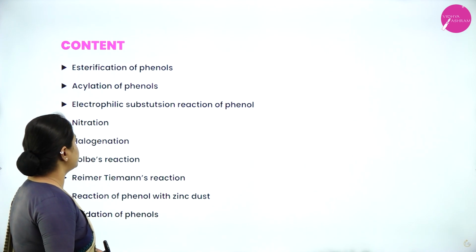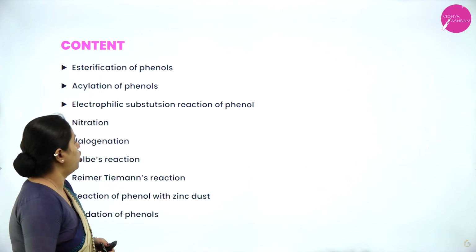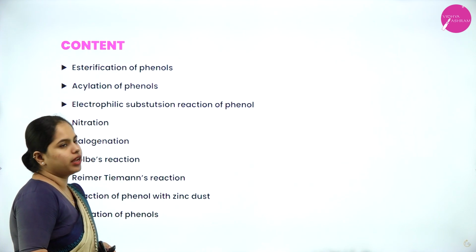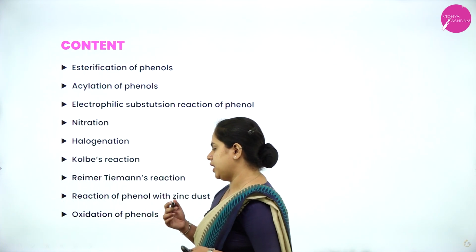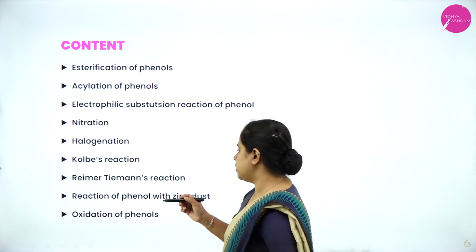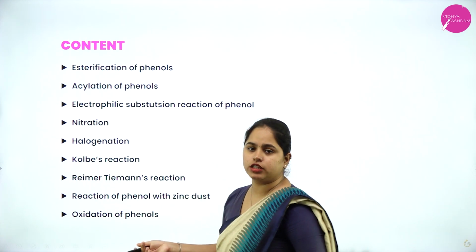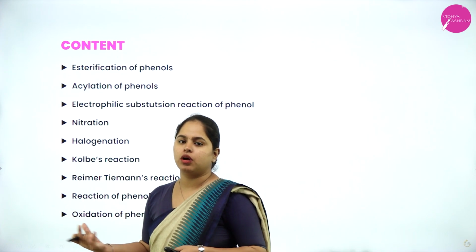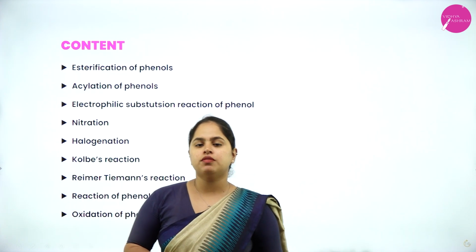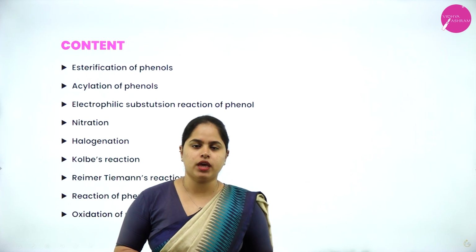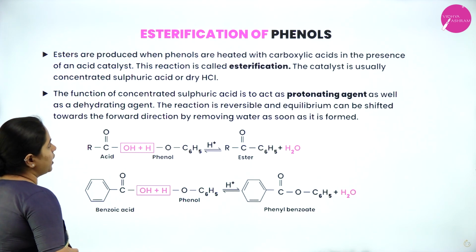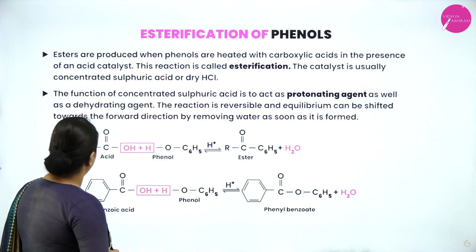That is esterification of phenols, acylation of phenol, electrophilic substitution reactions of phenols, which includes nitration, halogenation, Kolbe's reaction, Reimer-Tiemann reaction, a reaction of phenol with zinc dust, oxidation of phenols. All of this we are going to complete in this session. By next session we will be starting with the last part of this chapter, that is ethers. Okay, right. So beginning with the first reaction, that is esterification of phenols.